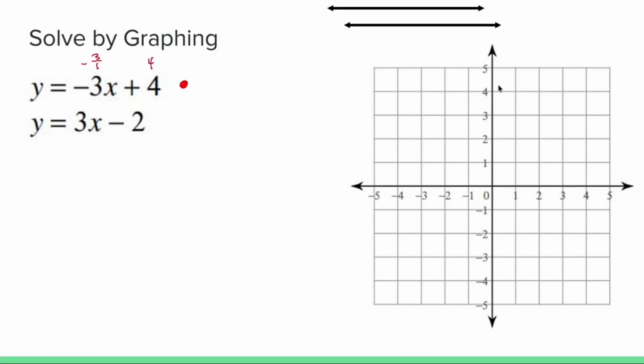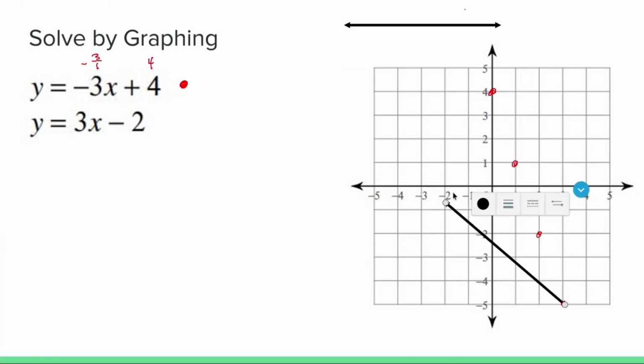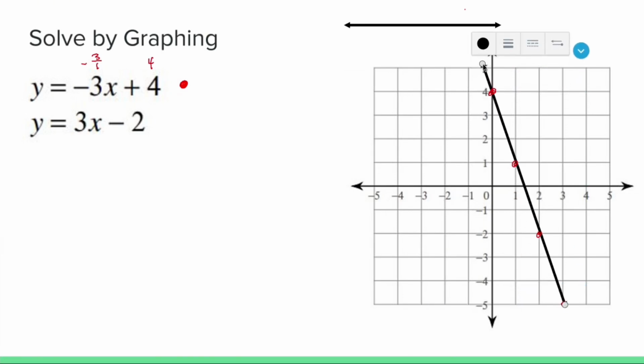So let's start at 4 like so. I don't have enough space to go up 3, left 1, but I can go down 1, 2, 3, right 1, down 1, 2, 3, right 1, and one more time I can go down 1, 2, 3, right 1. Let's take our line and connect the dots like so, and there's our first line right there.